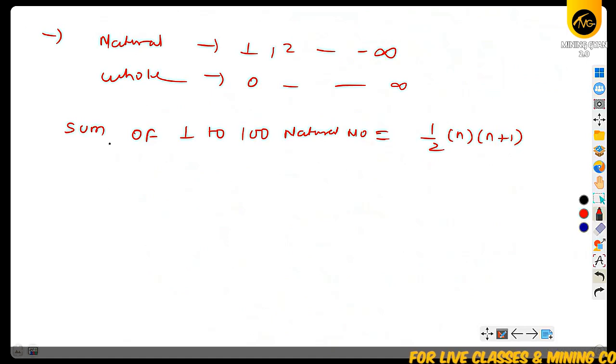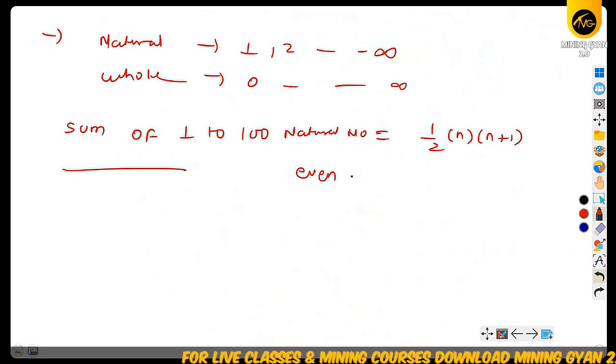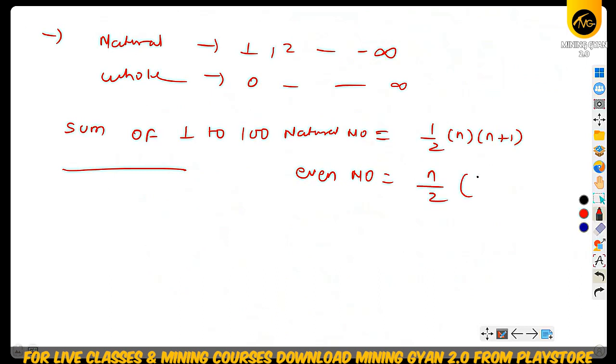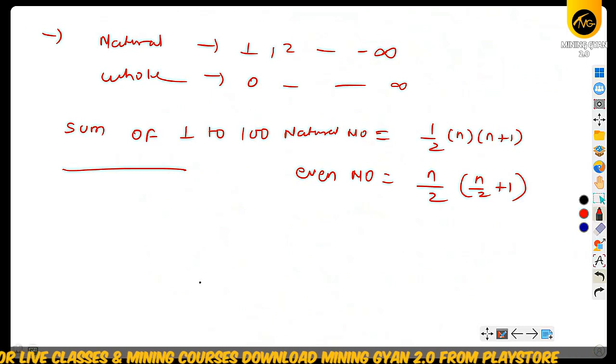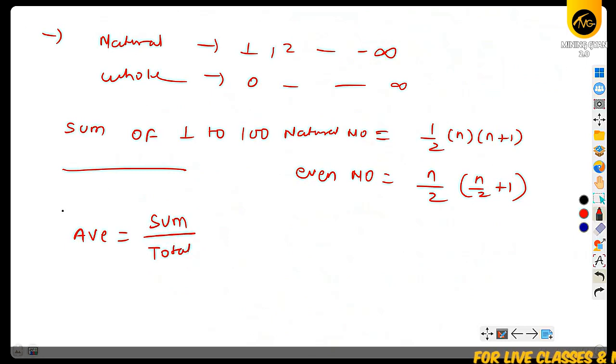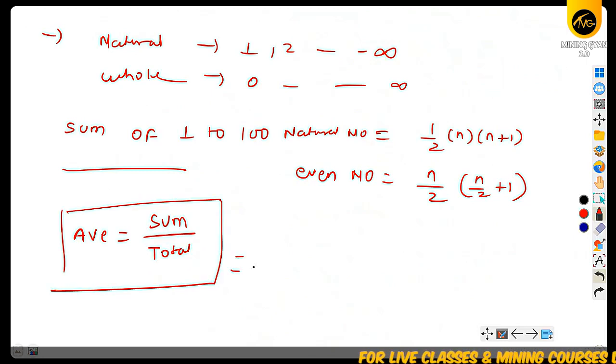Clear? Now similarly, the sum of, suppose, 1 to 100 even numbers. In this case, we used n divided by 2 into n divided by 2 plus 1. Correct. Now in this topic of average, we have to find the average of a number series. So what is the formula of average? Average is equal to sum divided by total number of elements, right?